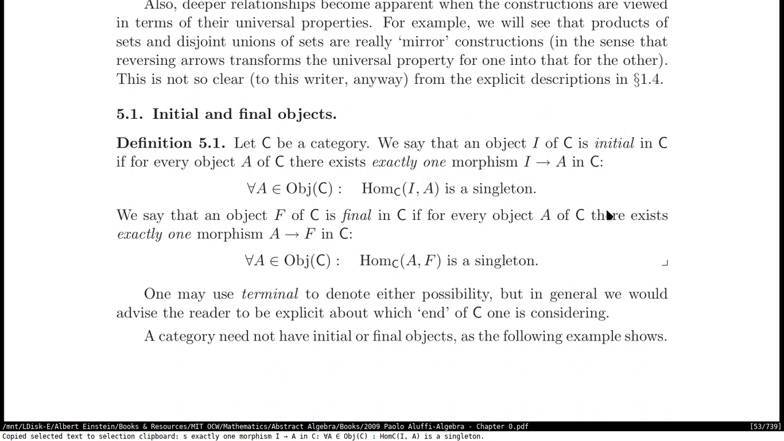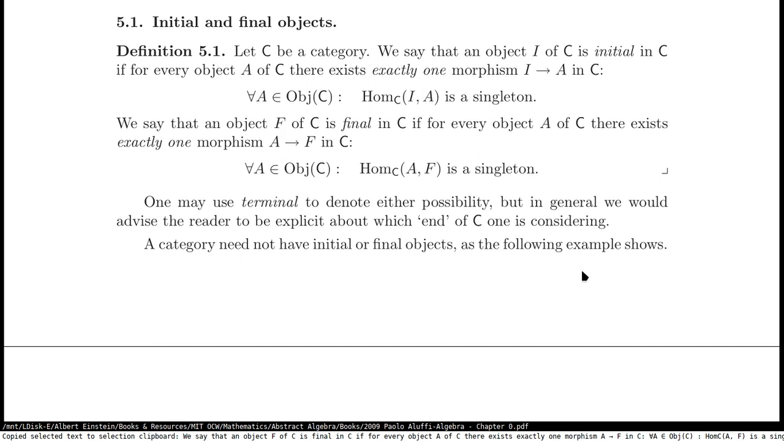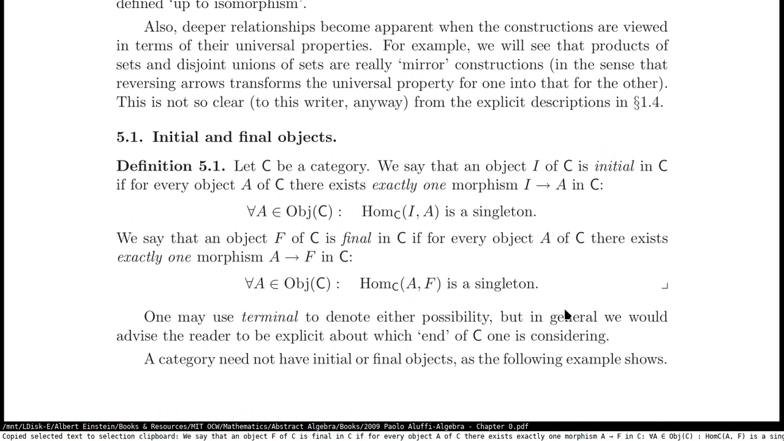For the final object, you have the same thing. So the object F is final if for every object A there exists exactly one morphism from A to F. So instead of from I to A, you have A to F. So the Hom set A to F is a singleton. And that is the final object in the category. And not every category needs to have an initial or final object.